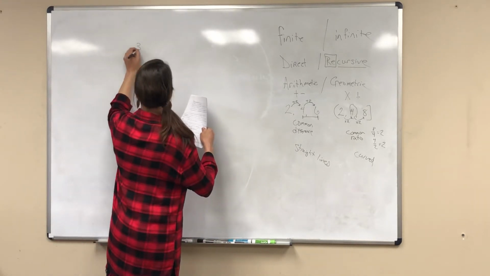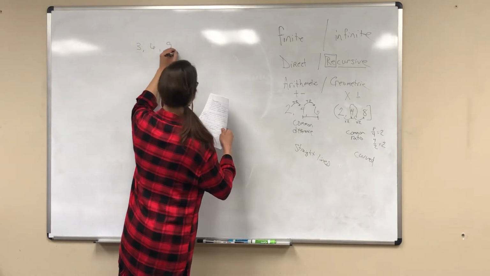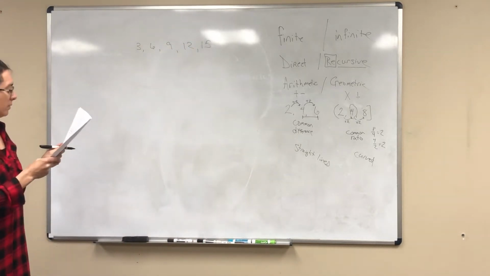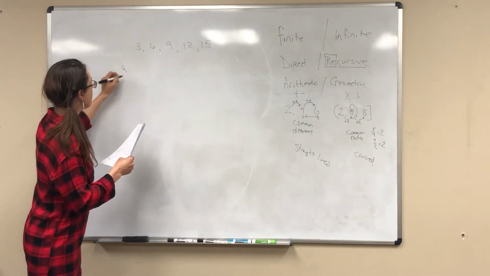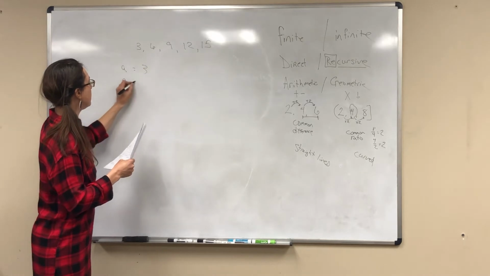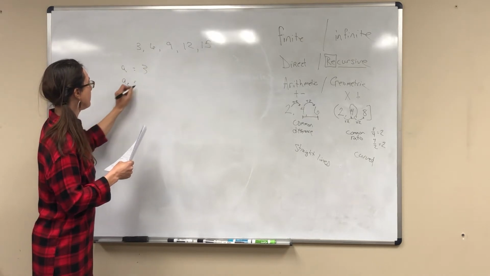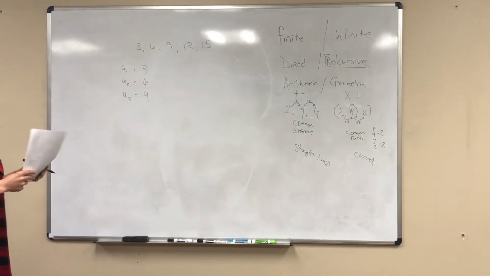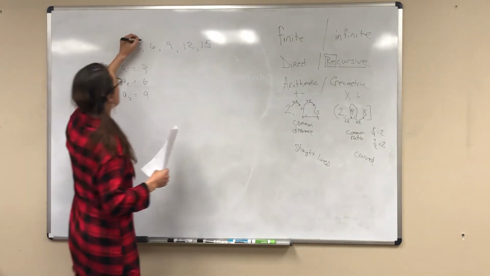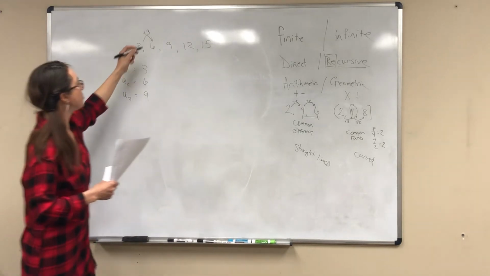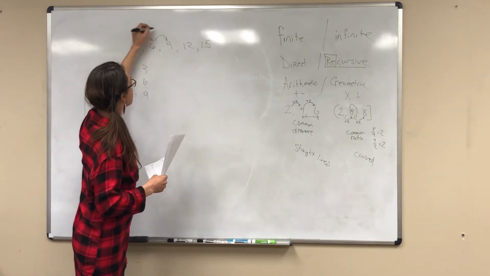Okay? 3, 6, 9, 12, 15. What is a of 1? 3. A of 1 is 3. A of 2 is 6. A of 3 is 9. Okay. So we are adding 3 to each one. Correct?